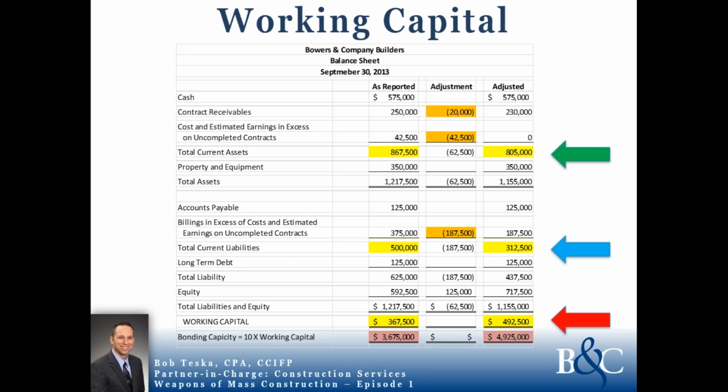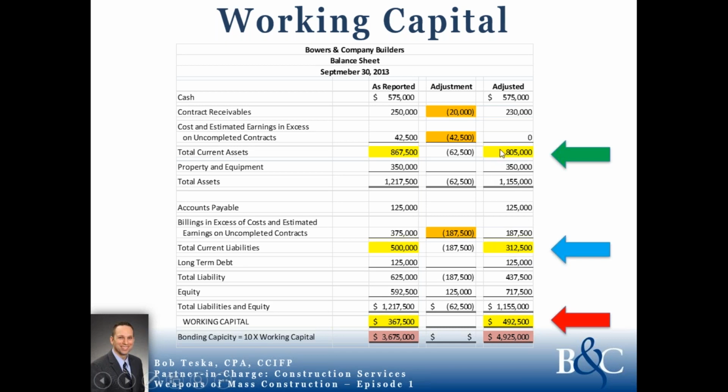So what they do is they give you like a credit of about 50 cents on the dollar for your billings in excess. So that liability gets cut in half here. So we had billings in excess of $375,000. We're kind of getting a credit here of $187,500. So we're left with billings in excess of $187,500. You add that to our payables. So our adjusted current liabilities number is $312,500.